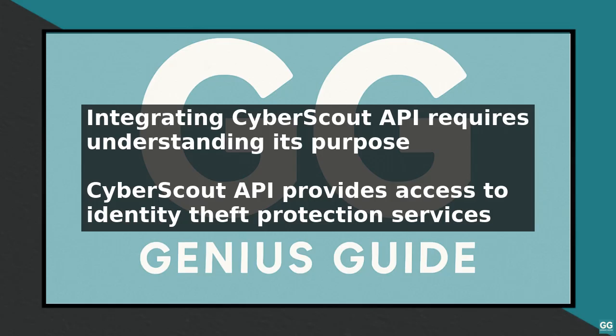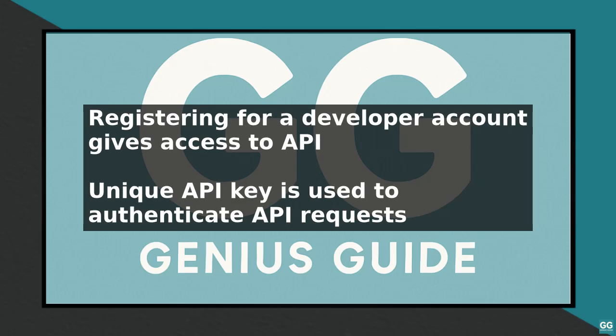The first step in integrating the CyberScout API is to register for a developer account on the CyberScout website. This will give you access to the API documentation, code samples, and other resources you need to get started. Once you have registered, you will be given a unique API key that you will use to authenticate your API requests. Next, you need to choose the specific API endpoints you want to use.